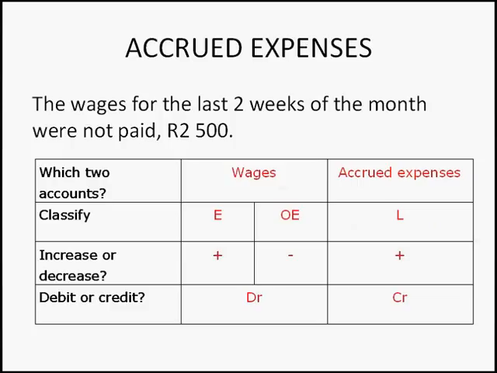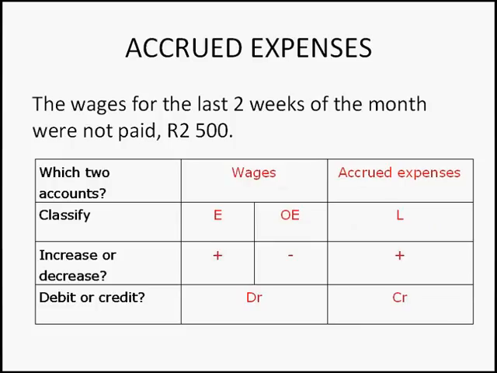So when we have to decide what gets debited and what gets credited, we have to look at these two items, wages being an expense that increases, and expenses increase on the debit side, and accrued expenses then being a liability that's also increased, and we know that liabilities increase on the credit side.